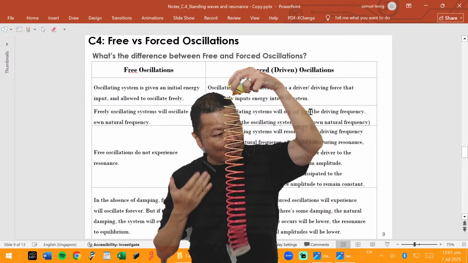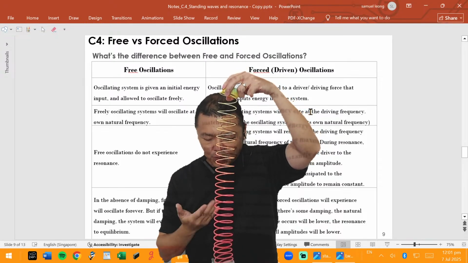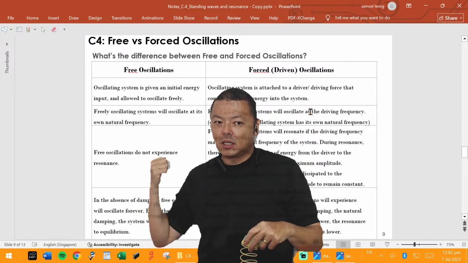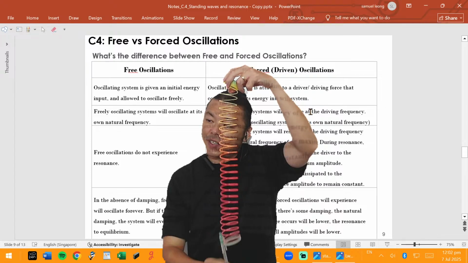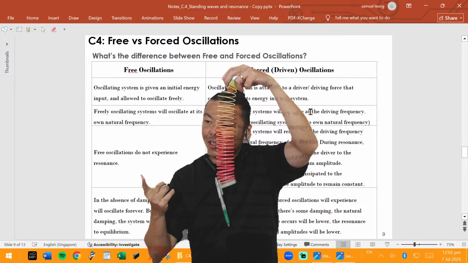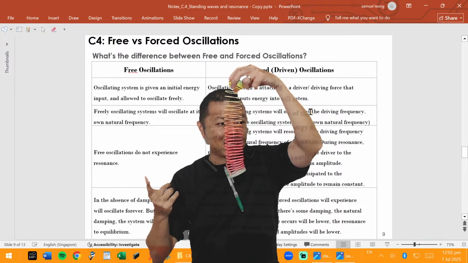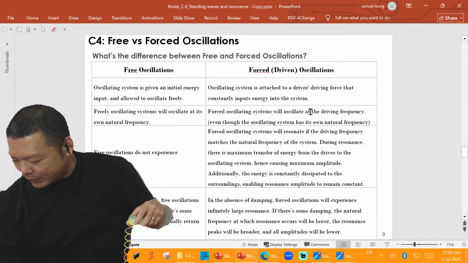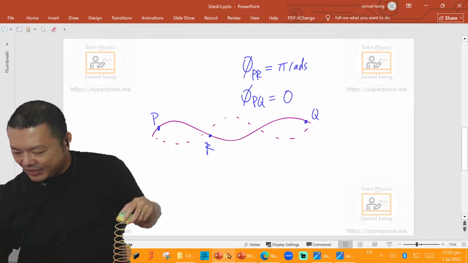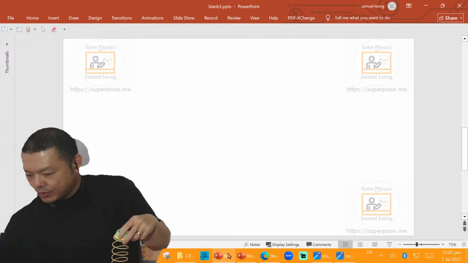How would the graph of the oscillation of this object look like? You see, I'm bringing back C1. This is something to do with C1 again. It's basically a forever sine curve. That means your sine curve will just go on forever. Let me just draw this for you.